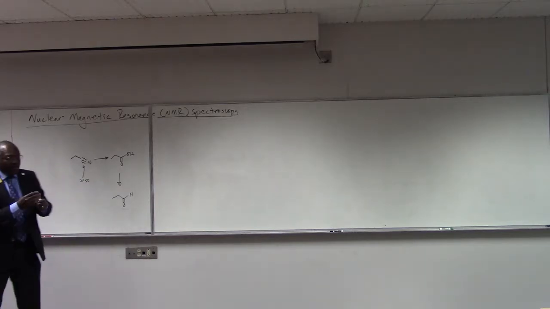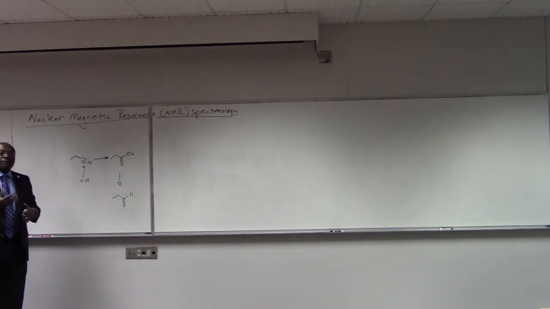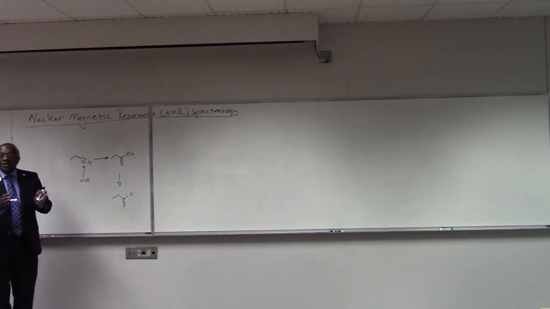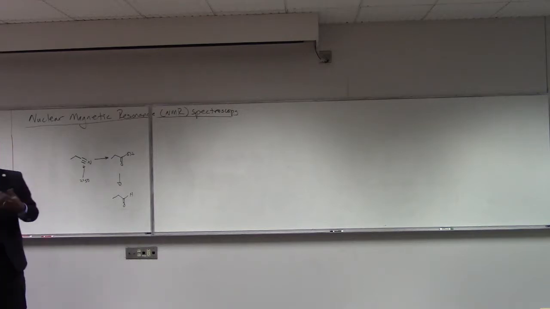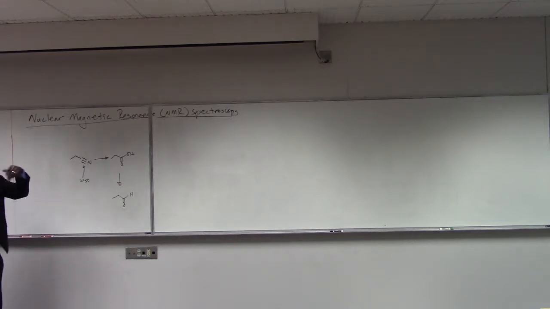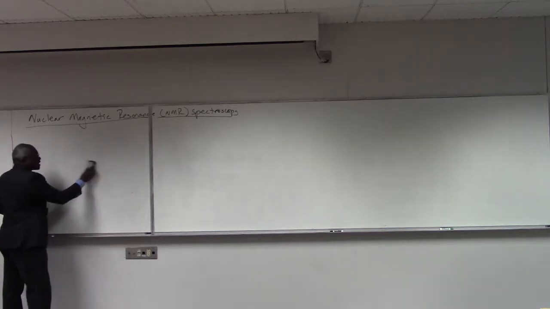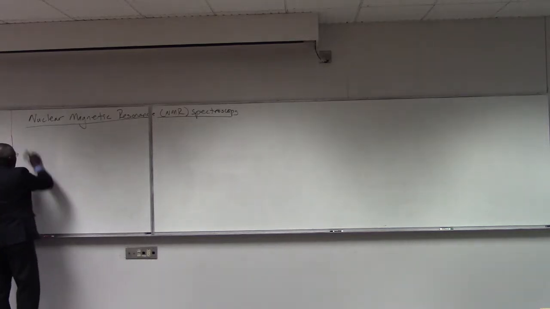So by far, IR is probably the most valuable technique for determining the presence and absence of functional groups. And it's very common to use IR as a spectroscopic technique to determine the extent of a reaction, right? The progress of a reaction, particularly when the reaction involves FGI, functional group interconversion. So what we're going to look at today is NMR, which, as I mentioned, is perhaps the workhorse technique in organic chemistry.